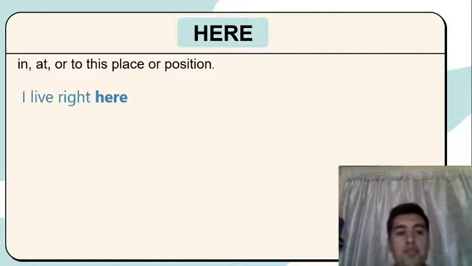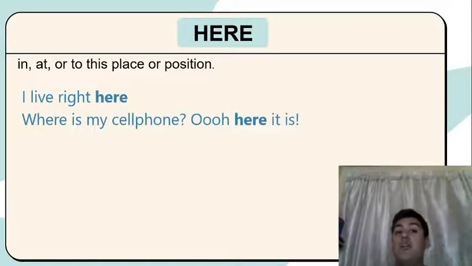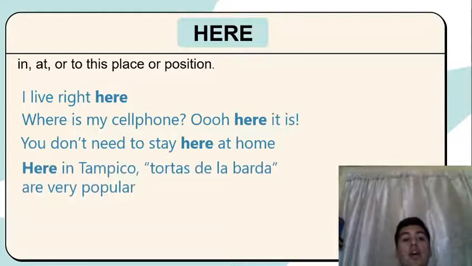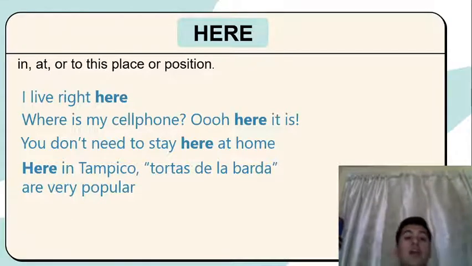For example, I live right here. Where is my cell phone? Oh, here it is. Or I can say, it is here. You don't need to stay here at home. Here in Tampico, tortas de la barda are very popular.